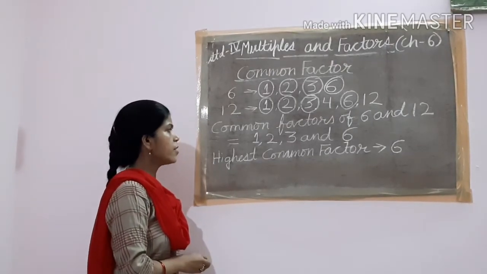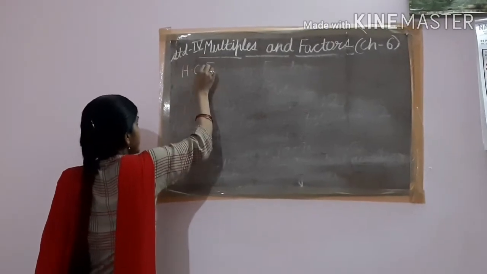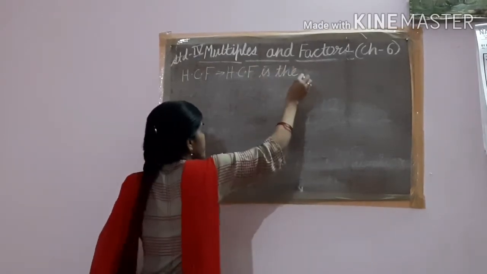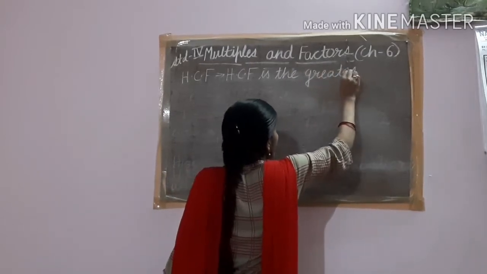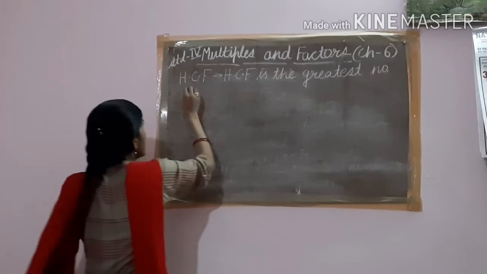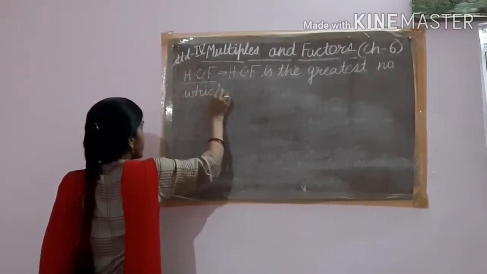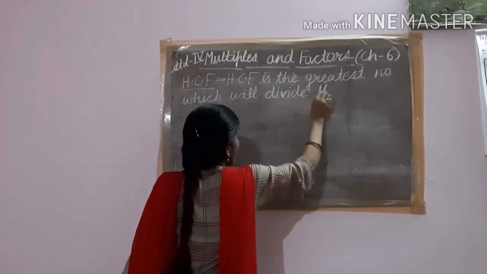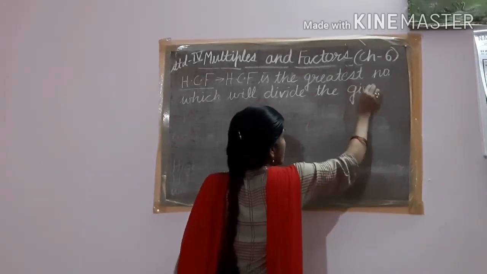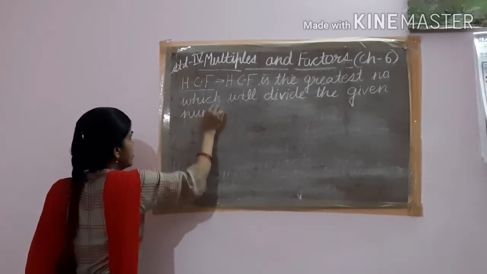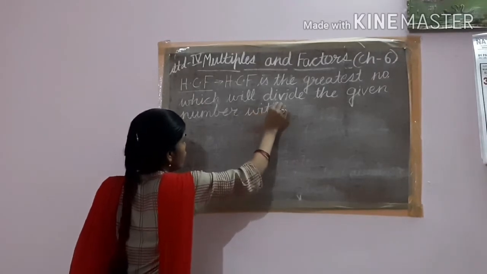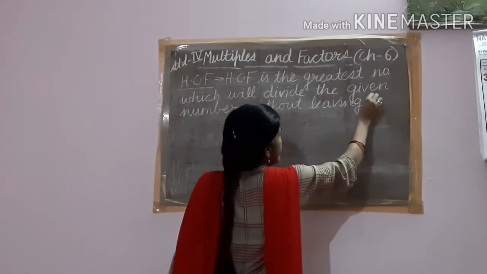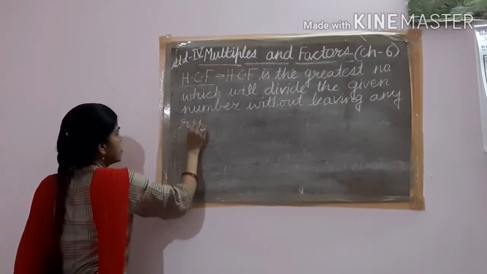So how can we define the HCF? HCF is the greatest number which will divide the given numbers without leaving any remainder.